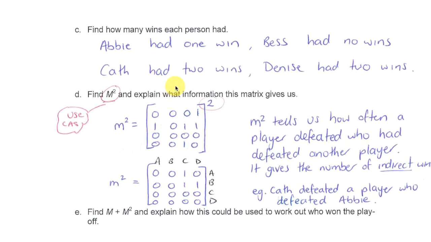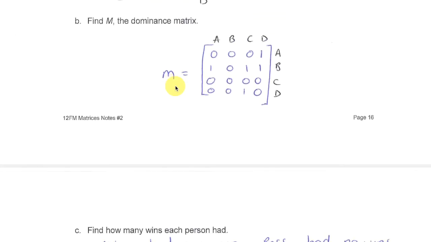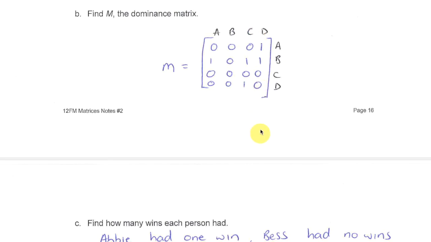How many wins has each person had? If you take a look back at the matrix, simply add up the columns. So D has had 2 wins, C has had 2 wins, B has had none, and A has had 1 win. Now because C and D both have had 2 wins, we can't really say who's best out of C and D at the moment. We need to consider some more information.